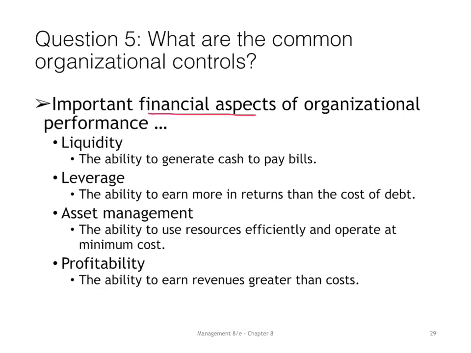And what are the common organization controls? Another is the financial aspect of organization performance. That is the interesting thing in an industrial organization or business organization: it is always talking about financial matters. So it must be controlled. The financial aspect must be controlled by the organization.